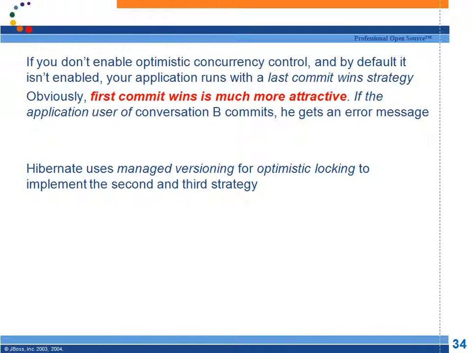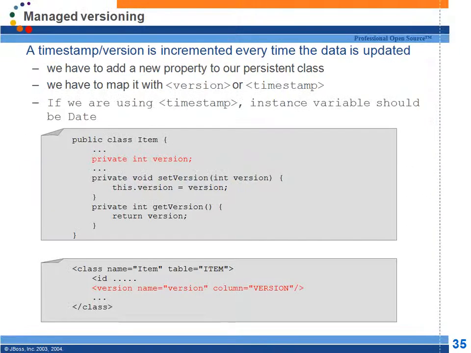If you are following an optimistic strategy, then there are two ways. See here, suppose this is a class. You need to create a variable called version, and you have to configure this version variable with a version tag and give it a separate column. Now see here, I'll draw the diagram on the screen.